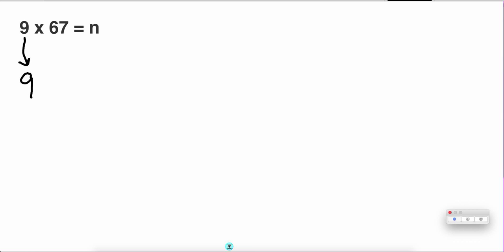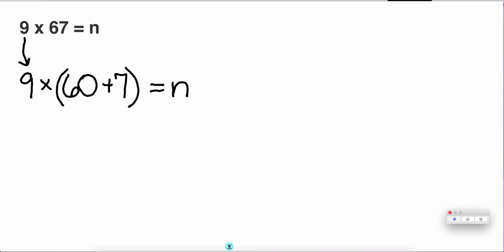However, 67 I can put in expanded form, and 67 in expanded form is 60 plus 7. And I'm going to put that in parentheses. All right, so I can see that I took 67 and I put it in expanded form as 60 plus 7. So now I have this new equation, okay? And I'm using the variable or letter n to stand for the unknown product.